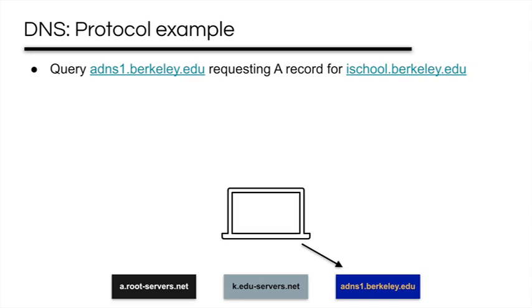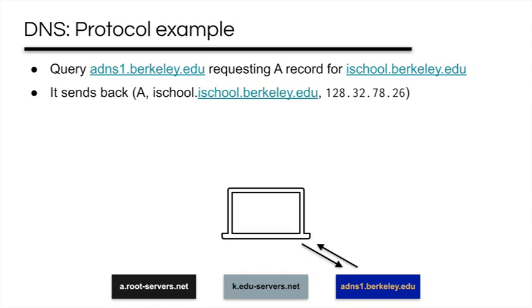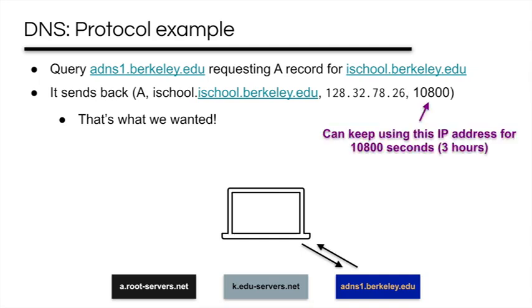And so this name server is actually authoritative for ischool.berkeley.edu. And so it sends back the A record, including the IP address, which of course is what we wanted. I didn't draw it in this tuple originally, but it also includes the TTL, and in this case, it sends 10,800, which is 3 hours. That's basically telling us we can use this IP address record for 3 hours. So that's how a lookup really works at the protocol level.